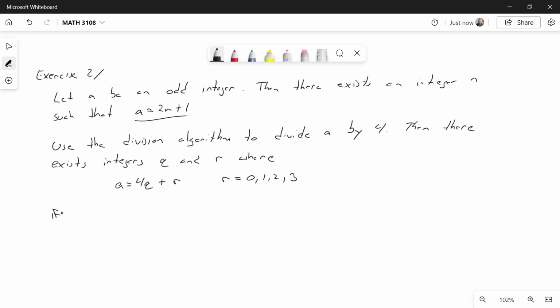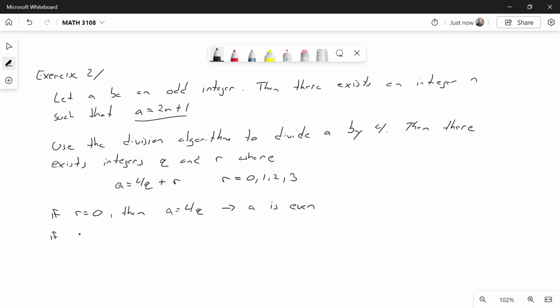So if r is equal to 0, then a is equal to 4q. Now it doesn't matter what q is. 4 is an even number. So if I multiply an even number by an even number, I have an even number. If I multiply an even number by an odd number, I still have an even number. So this tells me that a is going to be even. So if it's odd, it's not going to be of the form where r is equal to 0.